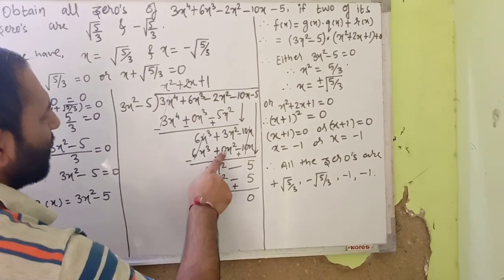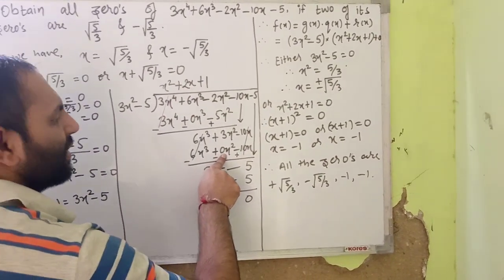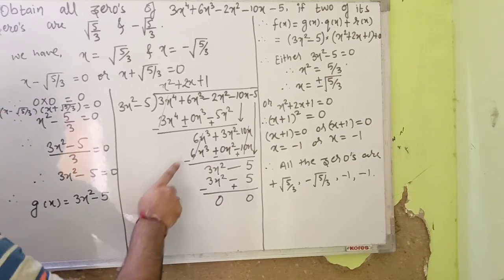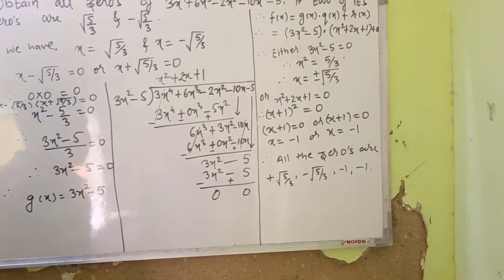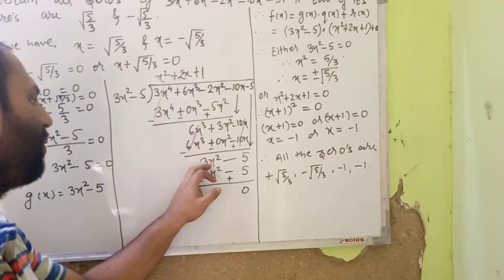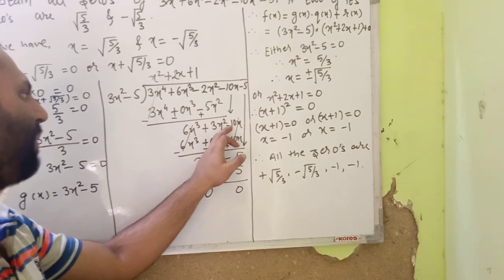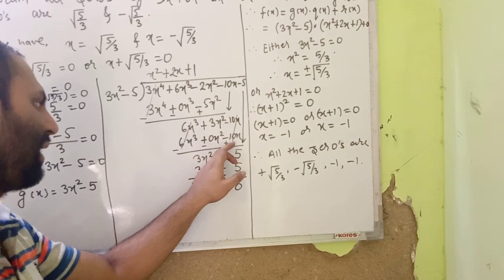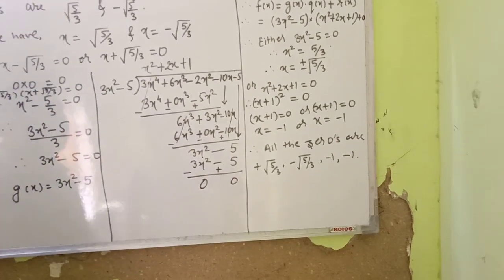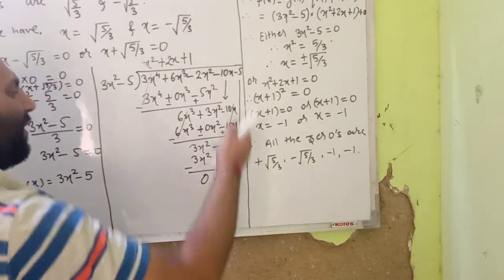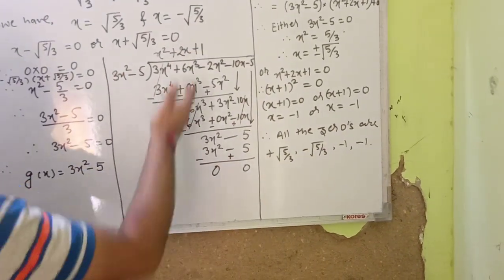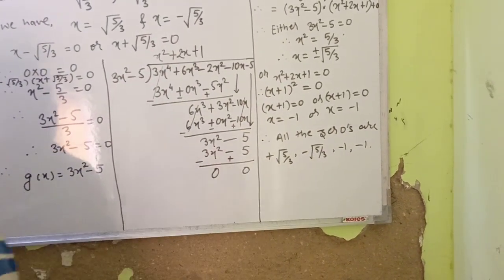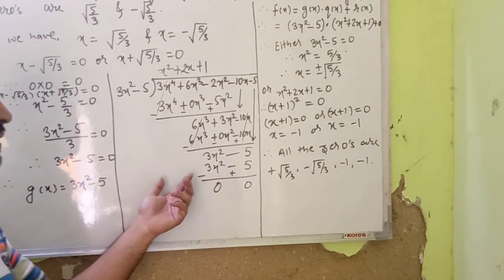Again the x square term is missing, so I am writing here 0x square. See here, change the sign, this 6x cube and 6x cube get eliminated, 3x square comes down as it is. This minus 10x was here, it was plus 10x now, it again gets eliminated, and what comes down is minus 5. Now all I have to do is add 3x square minus 5, which automatically turns out to be 0.